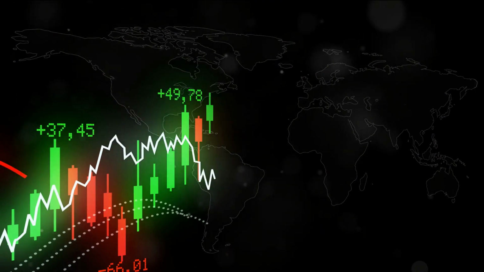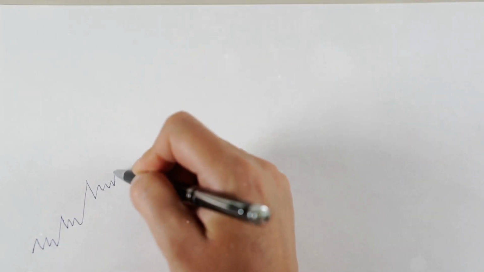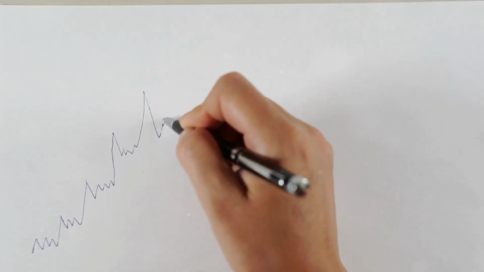Interpreting stock chart patterns is a fundamental skill for investors. It's like reading a story where each pattern reveals a piece of the puzzle. Let's delve into some common patterns that can provide clues about a stock's future performance. First up are trend lines. These are lines drawn over pivot highs or under pivot lows to show the prevailing direction of price.